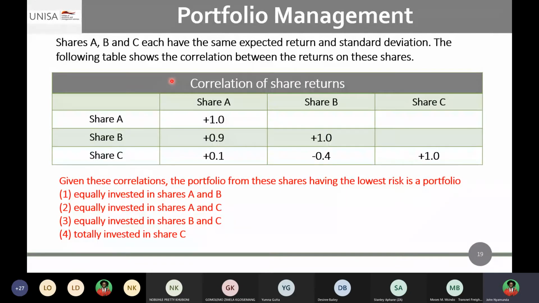Shares A, B, and C each have the same expected return and standard deviation. The following tables show the correlation between the returns on these shares. Given this correlation, which portfolio of these shares has the lowest risk? Then you make a choice and put your choice in the poll.